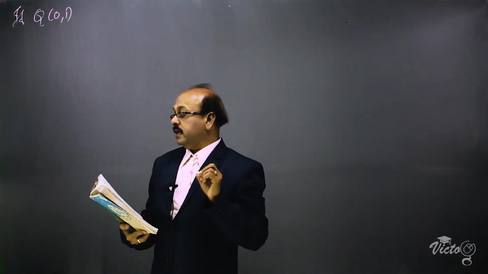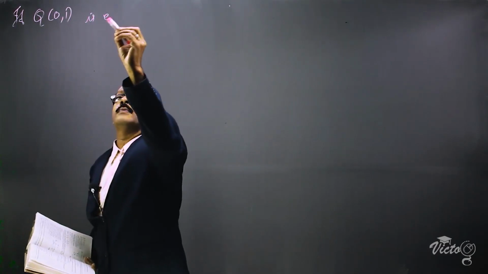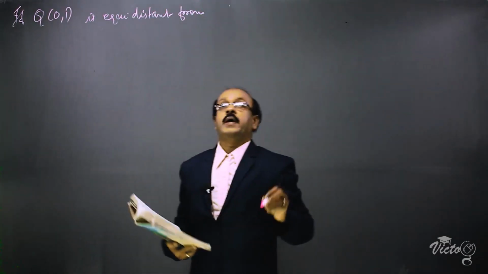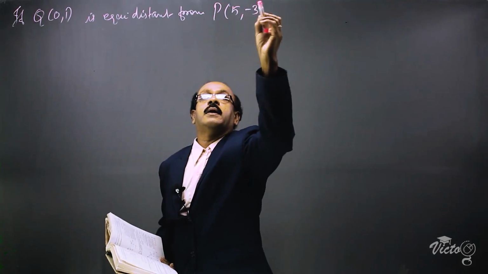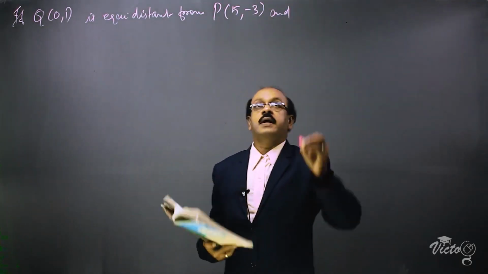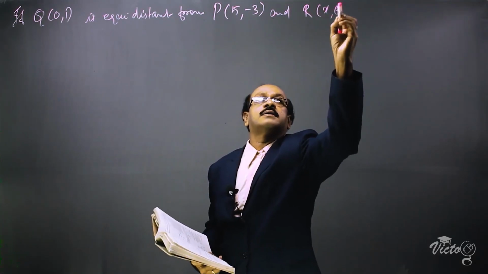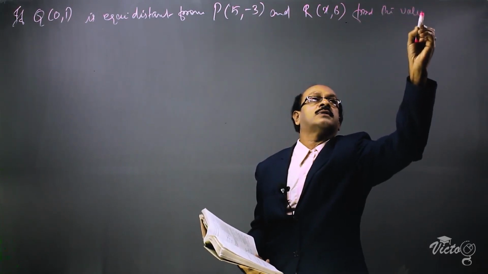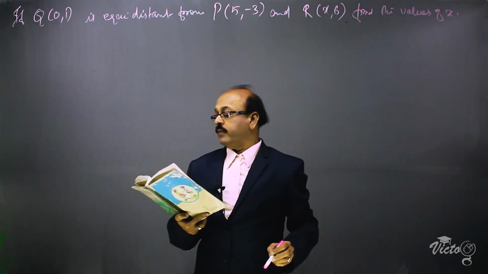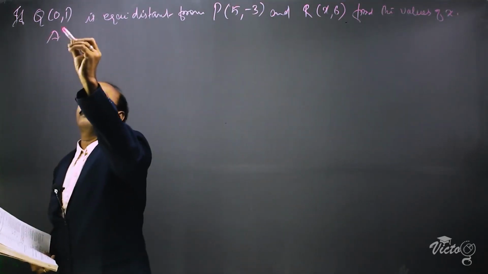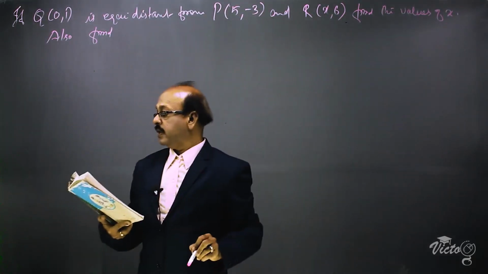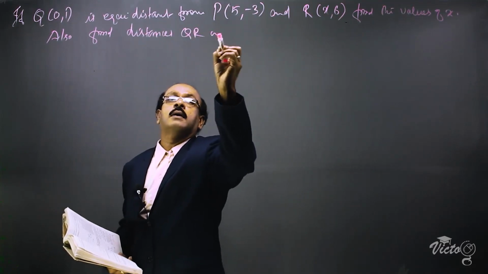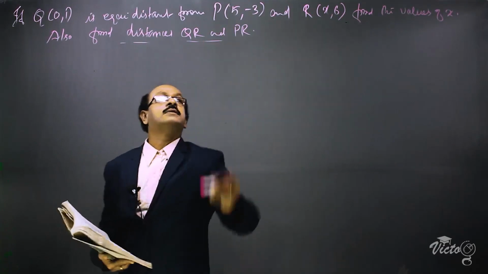Next question: if the point Q(0,1) is equidistant from P(5,-3) and R(x,6), find the values of x. Also find the distances QR and PR.